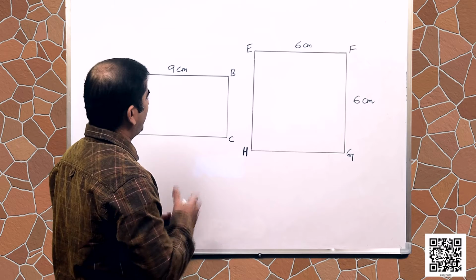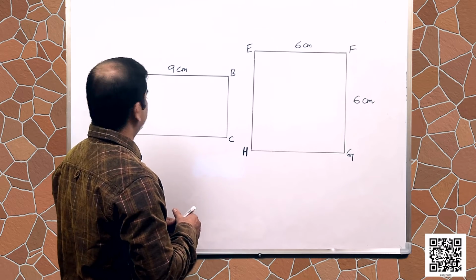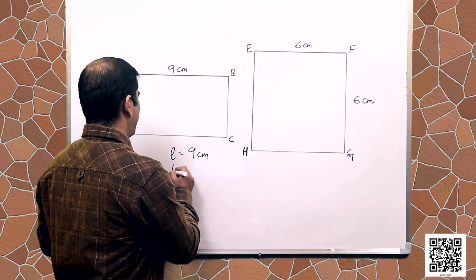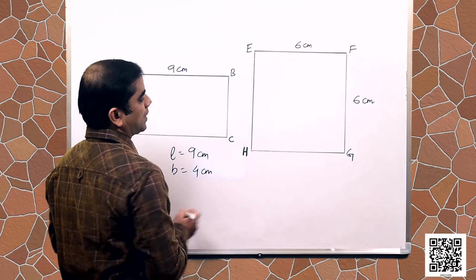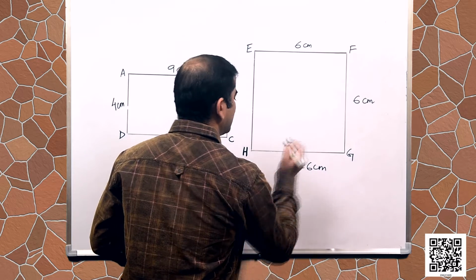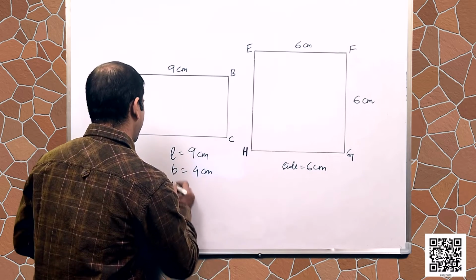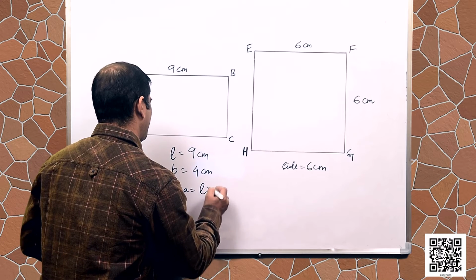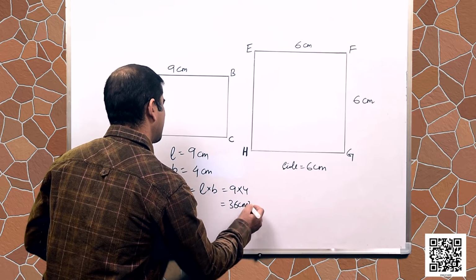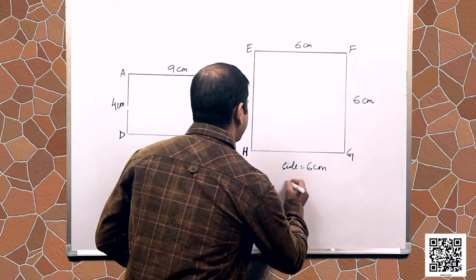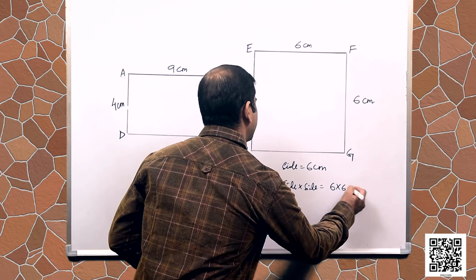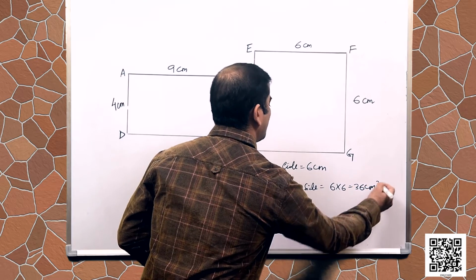As we know, the area of a rectangle is length into breadth. Here length is equal to 9 centimeter and breadth is equal to 4 centimeter, and here the side is equal to 6 centimeter. So, let us find the area. Area is equal to length into breadth, that is 9 into 4, 36 centimeter square. Area of a square is side into side, that is 6 into 6, 36 centimeter square.